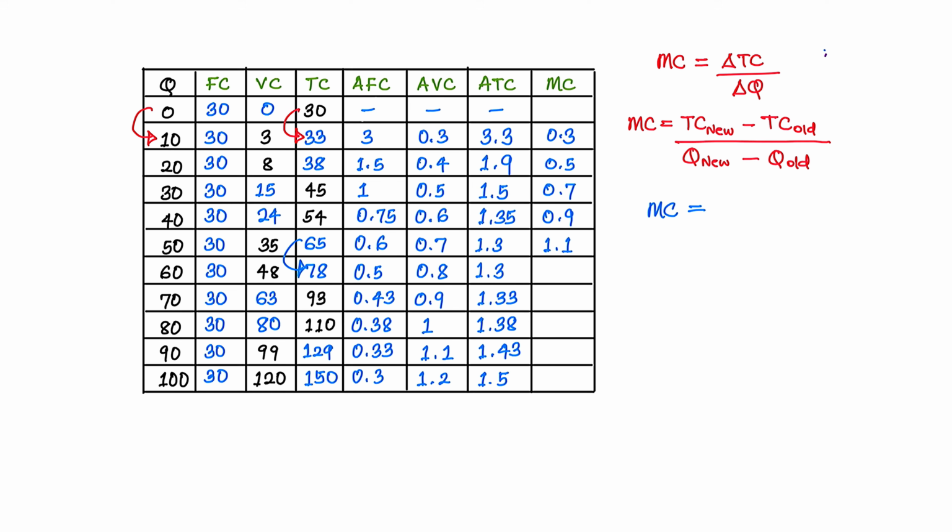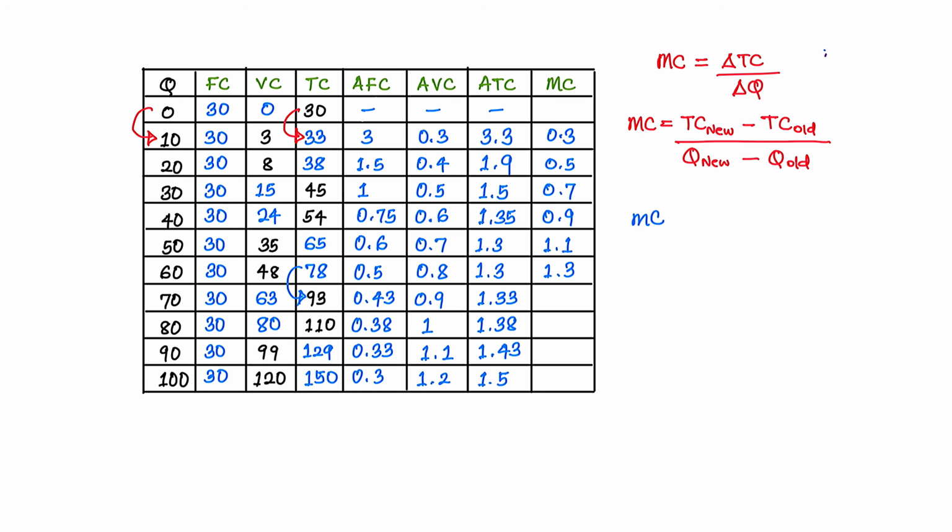Next, calculating, we have the marginal cost when cost increases from 65 to 78. So 78 minus 65 is 13, divided by the increment from 50 to 60, that is 10. So marginal cost equals 13 divided by 10, that will give us 1.3. So marginal cost is 1.3.